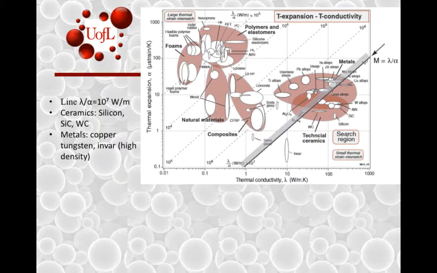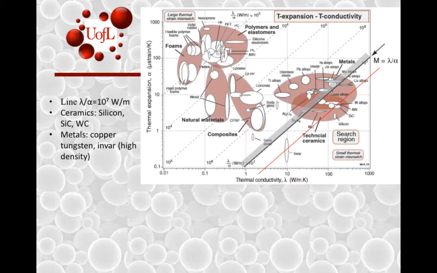On our graph here, we want anything down in this search region. We have our thermal conductivity over our thermal expansion value set to 10 to the 7th. That gives us values such as silicon, silicon carbide, and tungsten carbide. And then for metals, we have copper, tungsten, and INVAR down here. So the problem with INVAR and a lot of our other metals is they have high density, which would make our M2 value unsatisfactory.